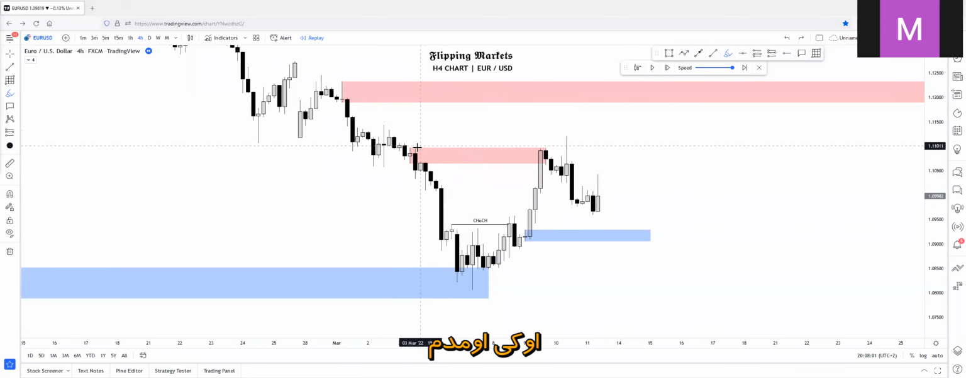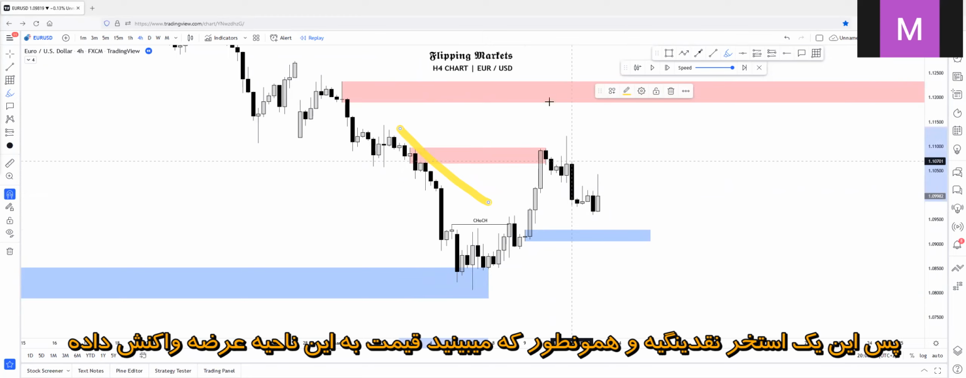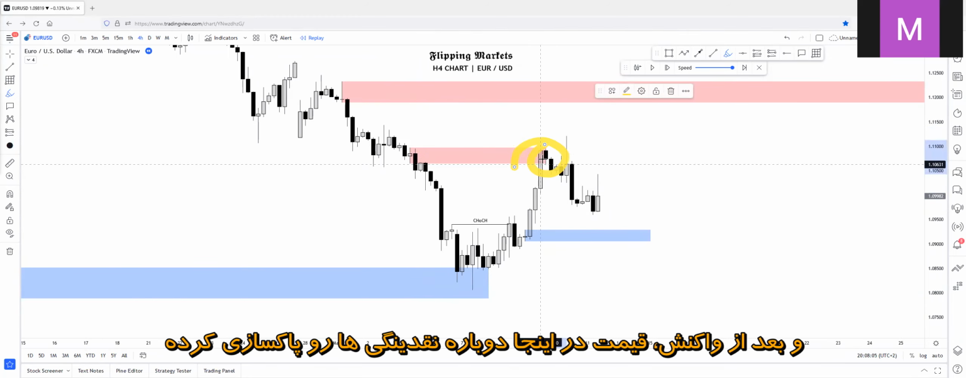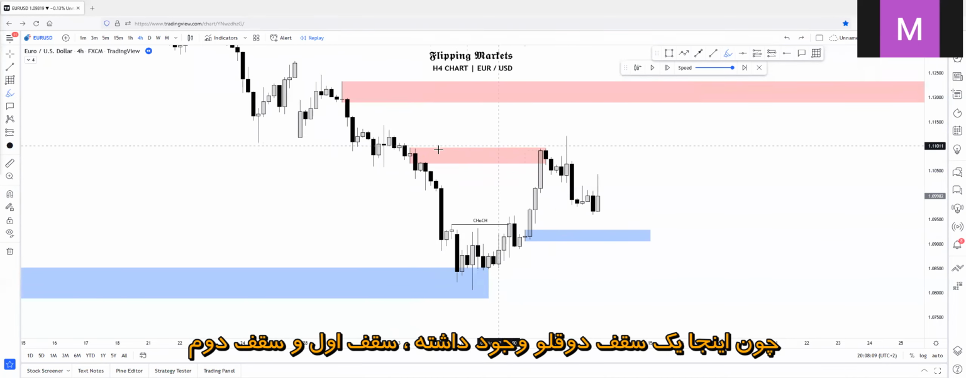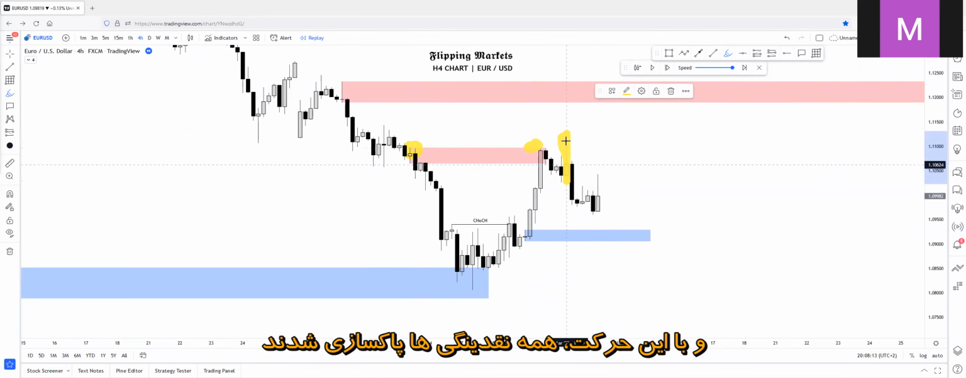Okay, I'm back. So this is a liquidity pool, and as you can see, price reacted on this supply level, and after the reaction, it just swept more liquidity to the upside at this region because it created double taps, equal taps right here, first tap, second tap, and this movement swept the liquidity to the upside.